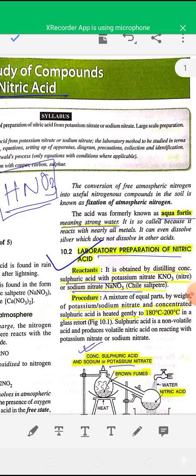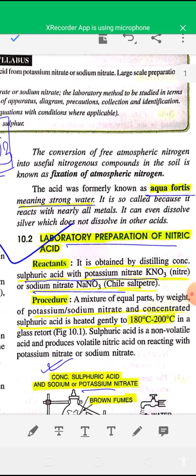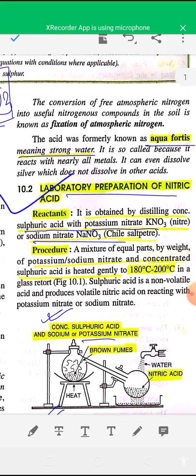It is also known as aqua fortis, that is, strong water, because it can react with nearly all metals, and it can even dissolve silver, which does not dissolve in other acids. So that is why nitric acid is also known as aqua fortis. Now see the lab preparation of nitric acid.